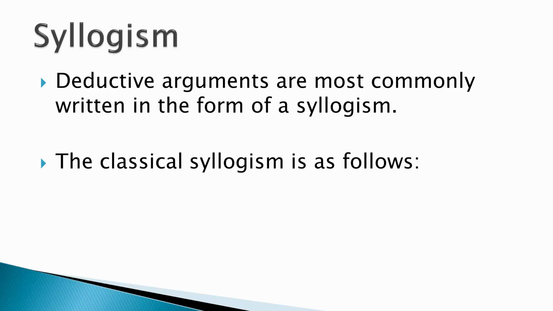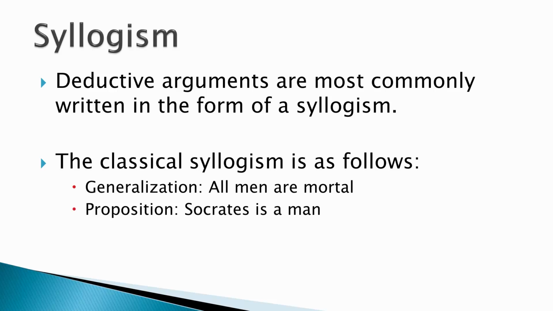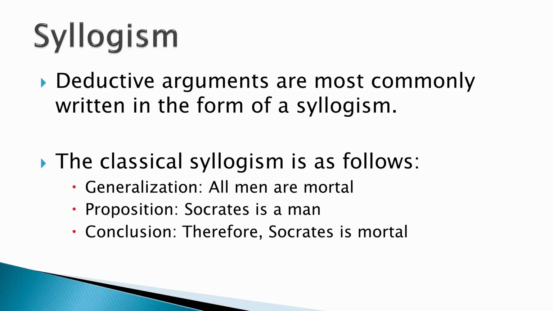The classical syllogism would be as follows. We'd start with a generalization, again, something that we know is absolutely true, something like all men are mortal. We would then have a second proposition, something like Socrates is a man. Now again, based on both of these two statements then, I can make the conclusion that Socrates is then mortal. If all men are mortal, if Socrates is a man, then Socrates is mortal.